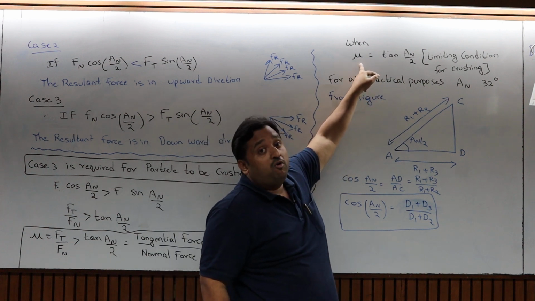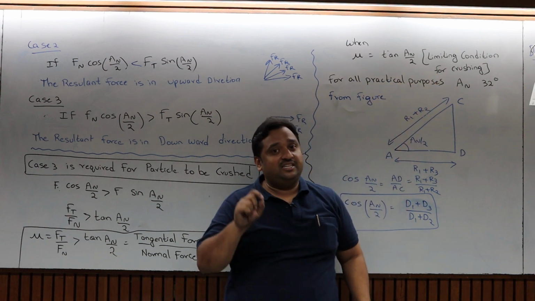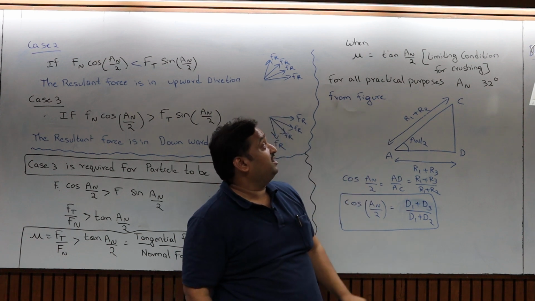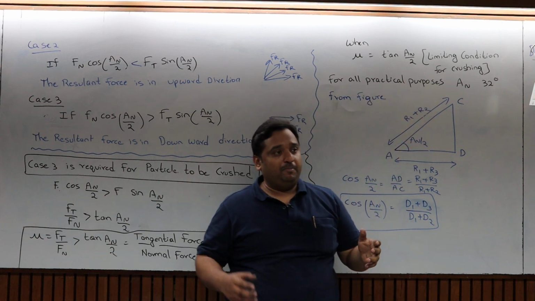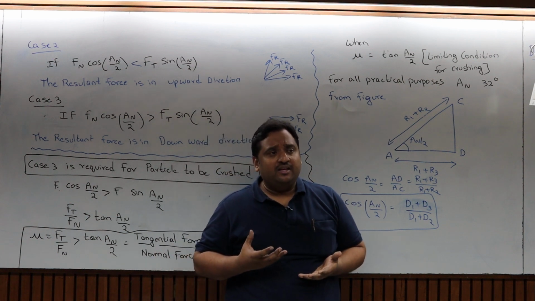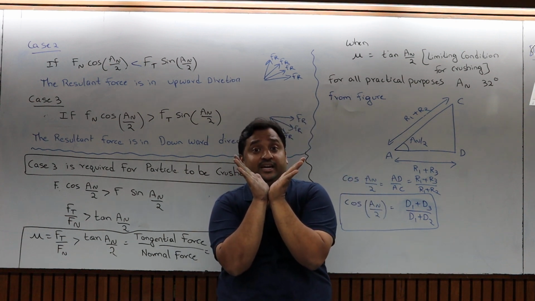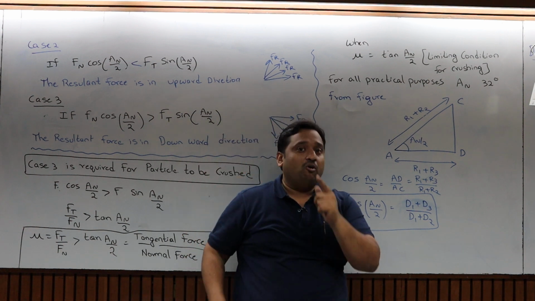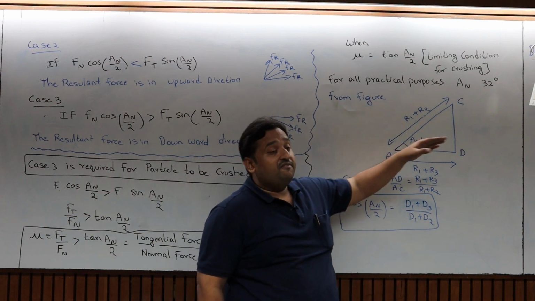This is the main condition for the resultant to be almost downward. The coefficient of friction mu is equal to tan(an/2). This is the limiting condition in the roll crusher, just like we found the limiting condition in the ball mill. For all practical purposes, people came up with different experiments. They found that if you maintain a 32 degree angle, the particle will be crushed, because most of the time the resultant is in the downward direction. So let us find the formula from the trigonometry.